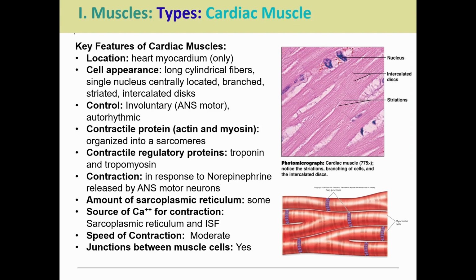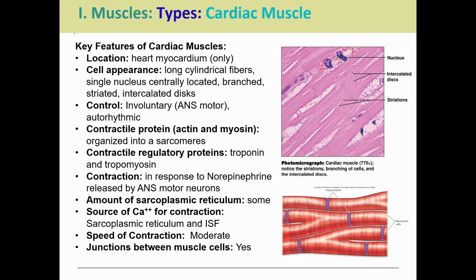When we look at cardiac muscle, we're only finding this in the heart myocardium, which is the muscle layer of the heart. They are kind of similar to skeletal muscle and they're long and cylindrical. However, some things that make them a little different is there's only one nucleus found in the center. We have branching that occurs, and then we do have junctions between each cell where we find the intercalated discs, which is where we find gap junctions. And those gap junctions are going to be used for rapid control.